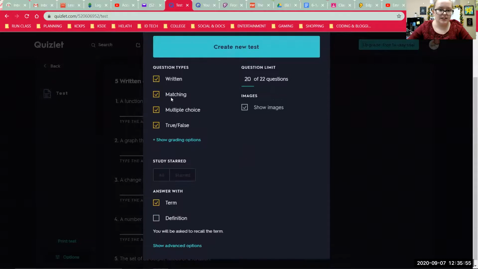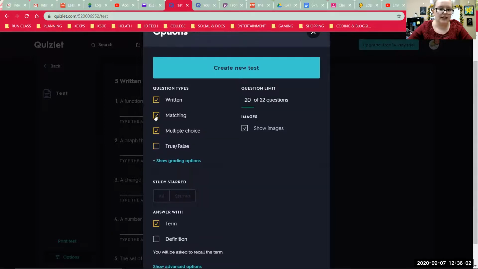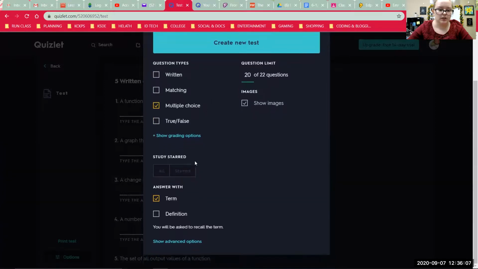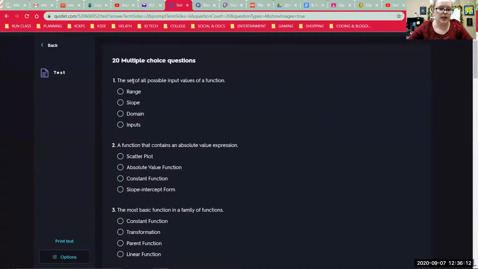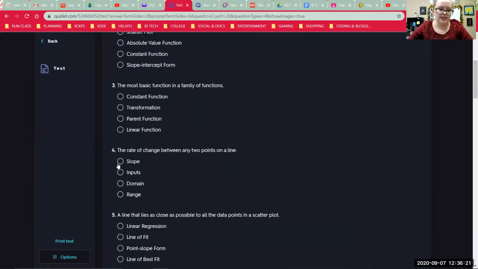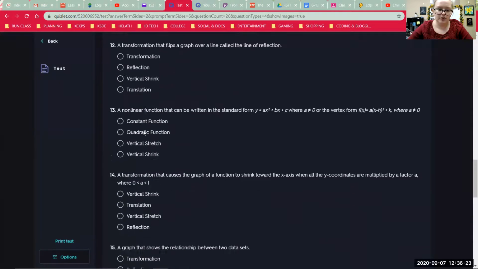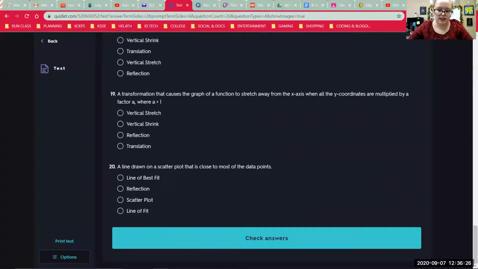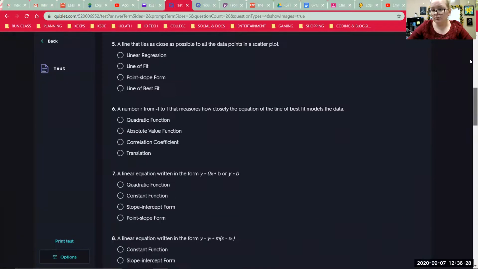So on the testing, the question types you can have are written, matching, multiple choice, true or false. I like the multiple choice, so I might uncheck these other ones. Right. And then click enter. And then instead of all those other options, it's just multiple choice. It gives me the definition, and then I have to choose which one's right for that one. And then I just test myself on all the different vocab terms. And then at the end, I click check answers, and it'll tell me if I got them right or wrong.